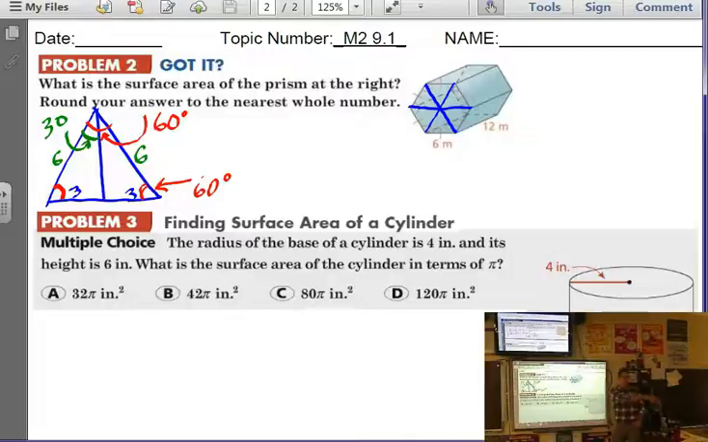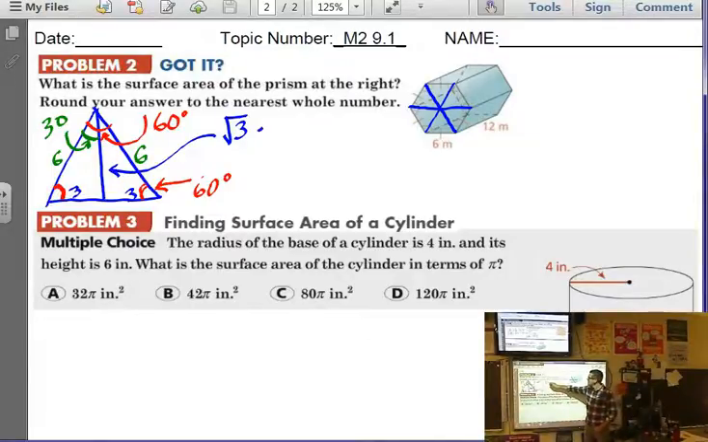But if I use 30, 60, 90, how do I find that height? Special rules. What is it, radical? Radical 3, because it's got the 30 degree, it's radical 3 times the short leg, right? So my long leg here will be rad 3 times 3. It is rad 3, right? Or is it rad 2? It's rad 3. Remember, we use rad 2 when we have two identical sides, when it's a 45, 45, 90. Rad 3 because of the 30, 60, 90. So that gives me my triangle height.